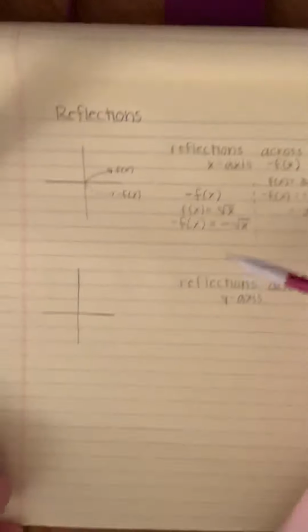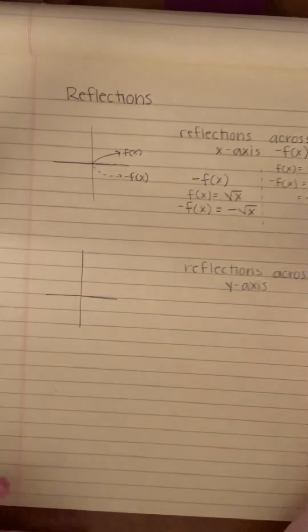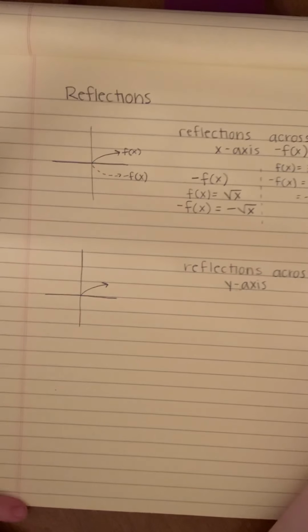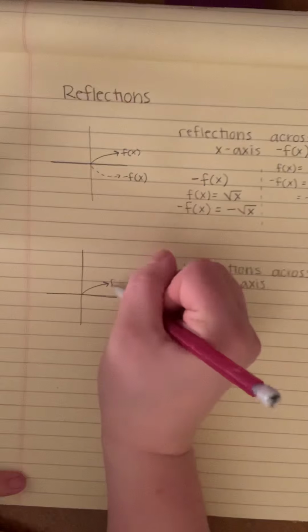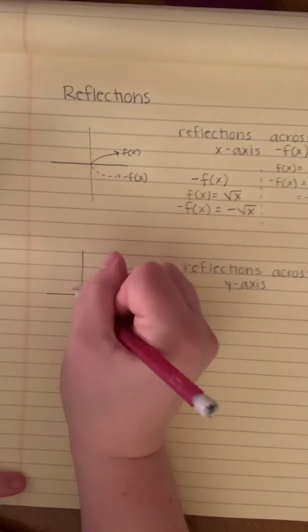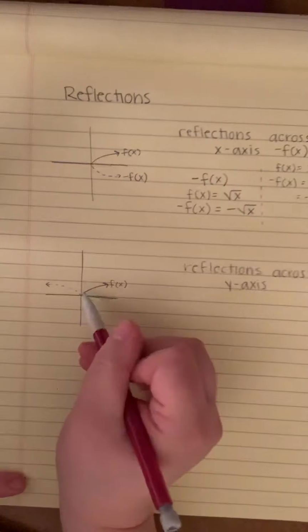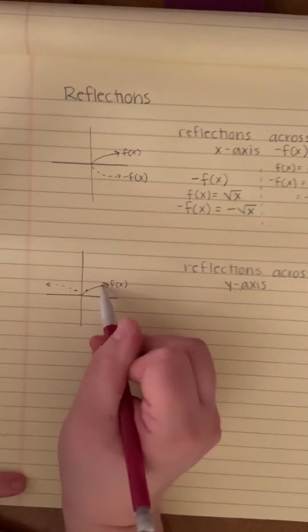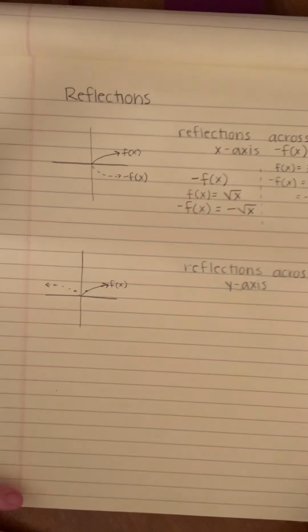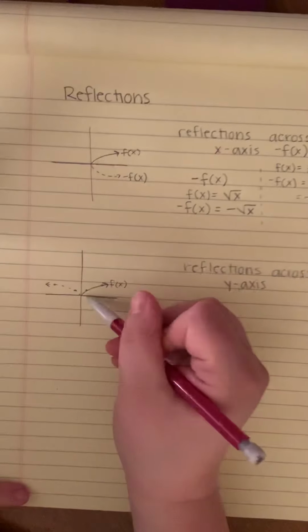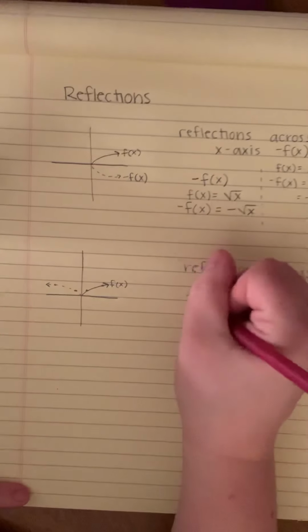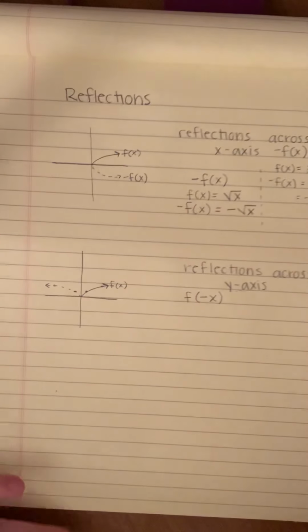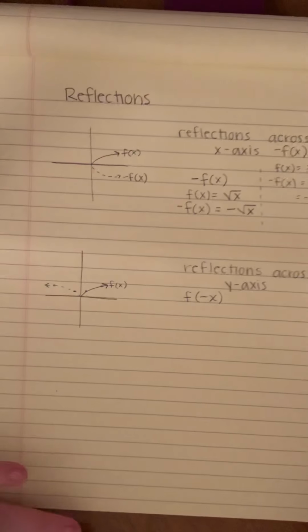Okay, so a reflection across the y is a little different. I'm not actually changing the y value if I reflect it across the y-axis, right? Because this y value is still this y value over here. And this y value is still this y value. So I don't want to change the whole function. I just want to change the x value. So that's when you have something that looks like this: f of negative x in parentheses.